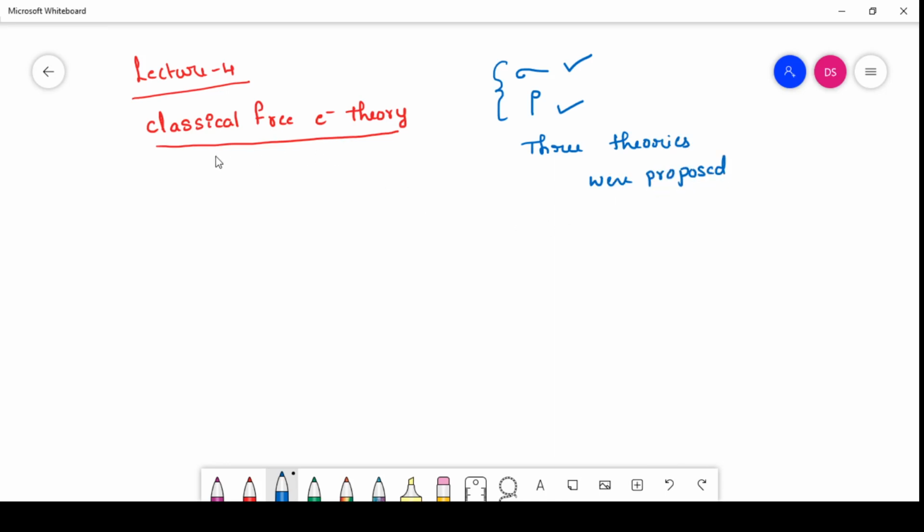Among them, the first theory is classical free electron theory. Before any law is invented, every theory made some assumptions based upon their work. So the classical free electron theory also made some assumptions. According to the classical free electron theory, every electron revolves around the atom in elliptical orbits.